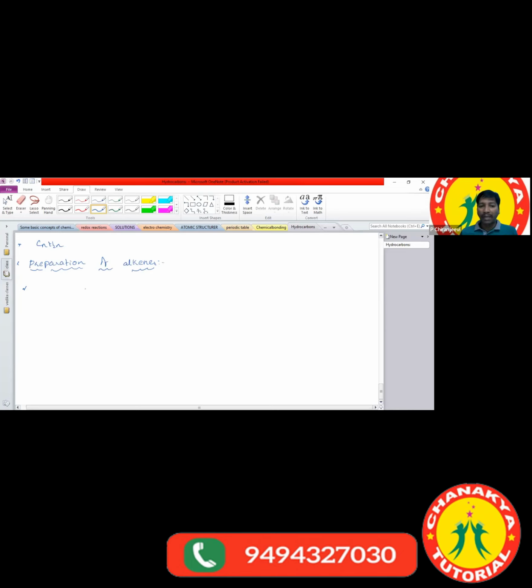I'm taking butyne as the alkyne: CH3, C triple bond C, CH3, which is 2-butyne. If 2-butyne undergoes a reduction reaction in the presence of Lindlar catalyst. What is meant by Lindlar catalyst? Palladium in the presence of barium sulfate is called Lindlar catalyst. Sometimes carbon is used instead of barium sulfate.